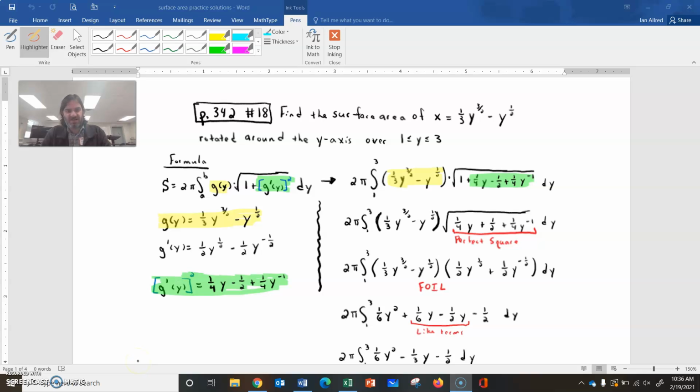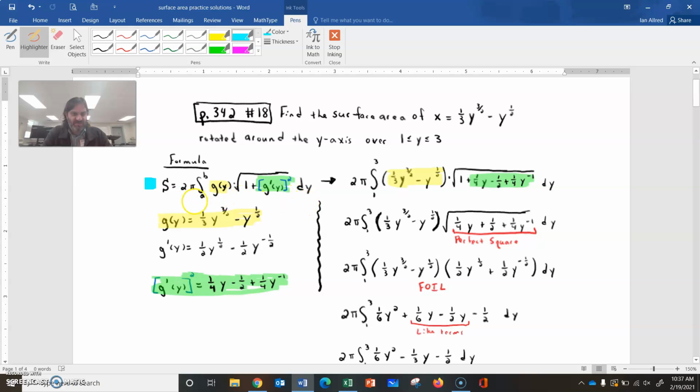Hey, we're going to go through a practice problem here. It's number 18. It says find the surface area of the function x equals 1/3 y to the 3/2 minus y to the 1/2, and that's going to be rotated around the y-axis from the interval 1 to 3 in terms of y. So a couple things that we need to make sure we're good with here is we're going to use the surface area formula, which will be in terms of y.